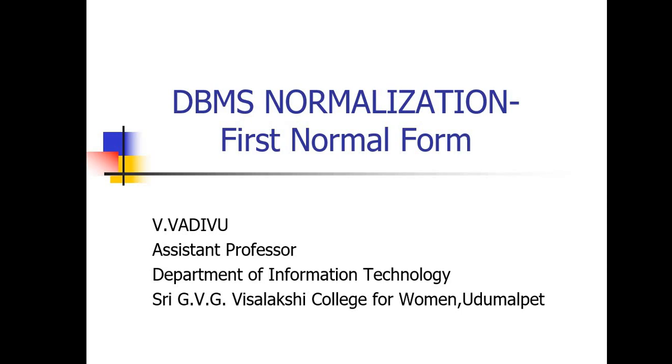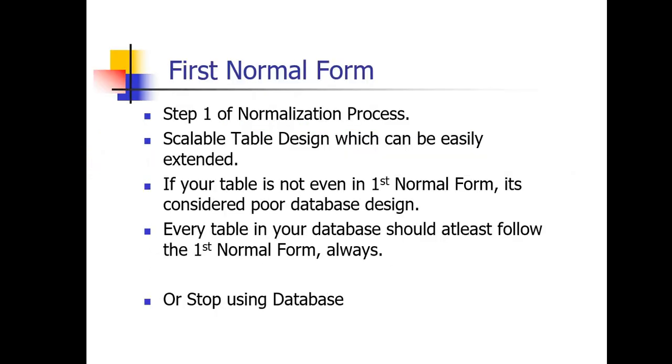Good morning, students. Today we will learn about first normal form. First normal form is the first step of the normalization process. It is a scalable table design which can be easily extended. If your table is not even in first normal form, it's considered poor database design. Every table in your database should at least follow the first normal form.